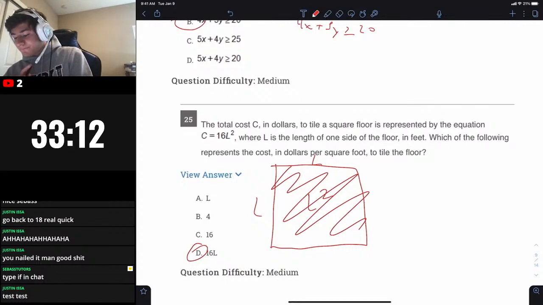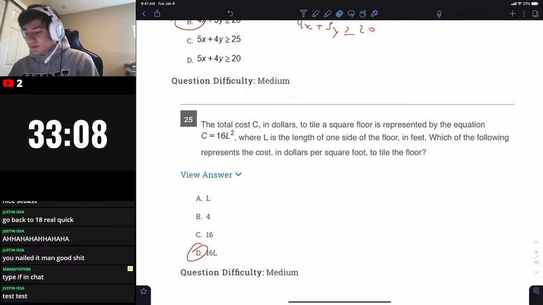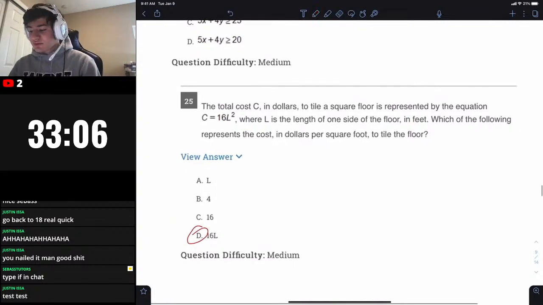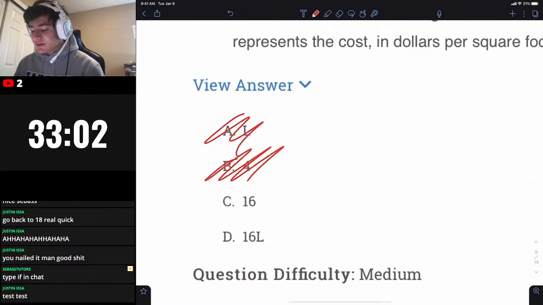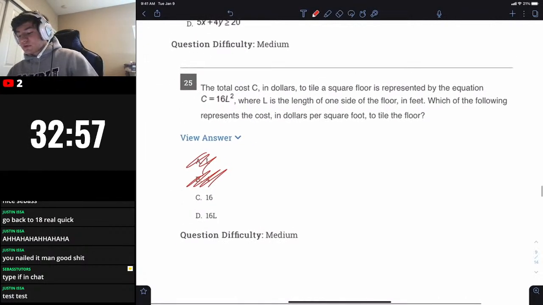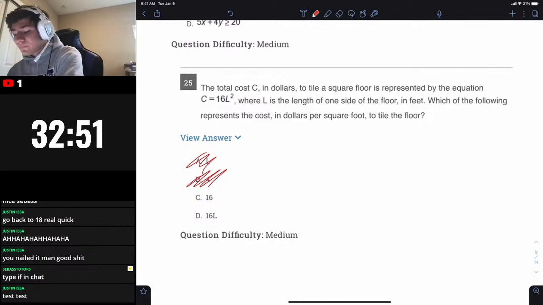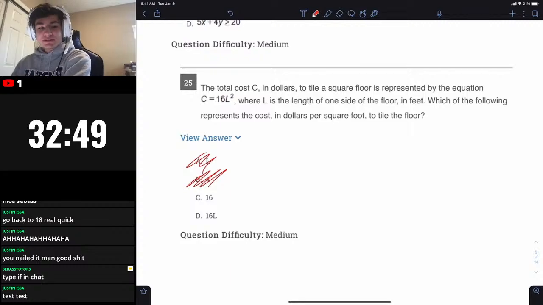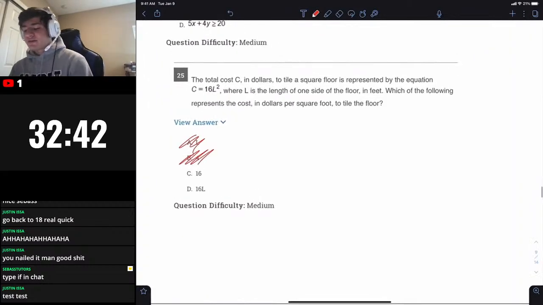I don't like that. This is a tricky problem. I want to say it's 16 almost, though. I know it's not L, and I know it's not 4. These are out. Oh, what's the cost in dollars per square foot to tile the floor? Wow, this is pretty difficult. This is a medium question? I'm surprised. Maybe I need to come back to that one. I'll circle it for now.